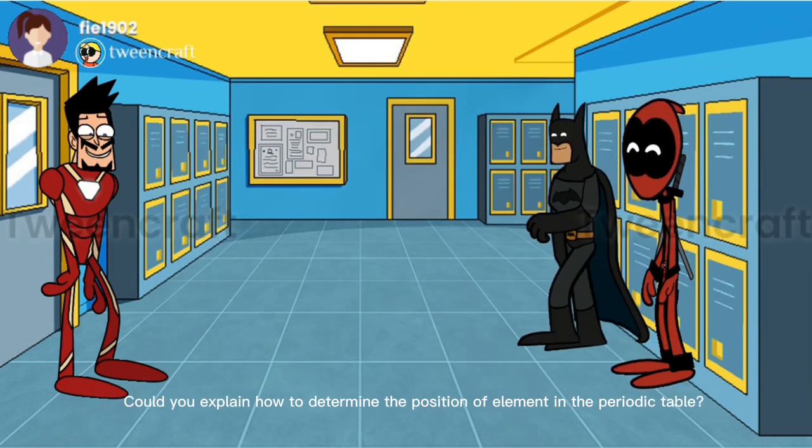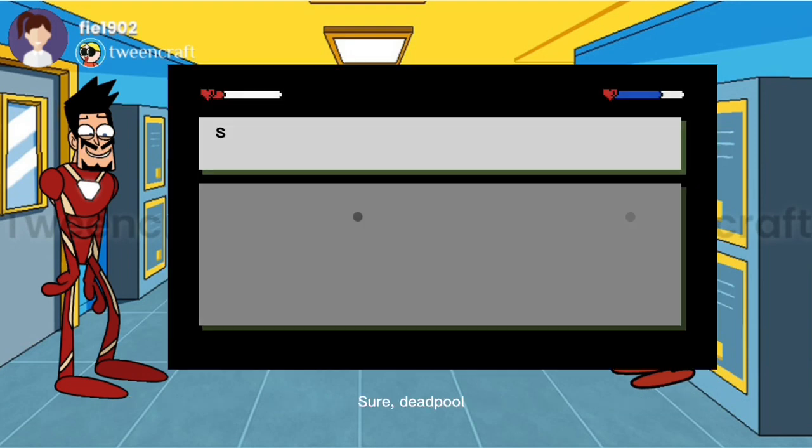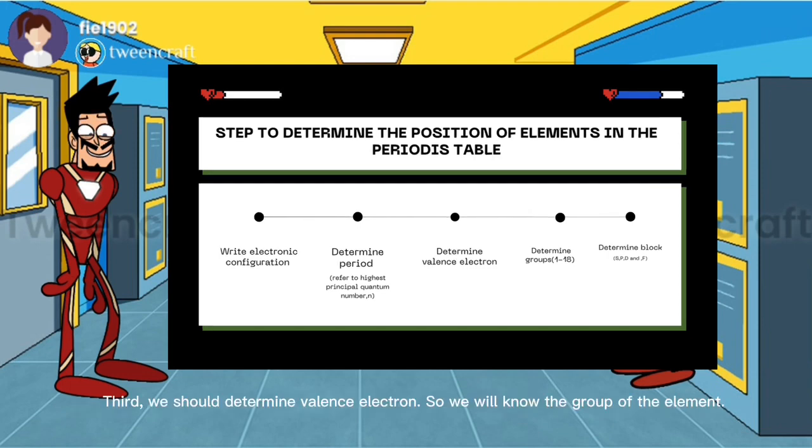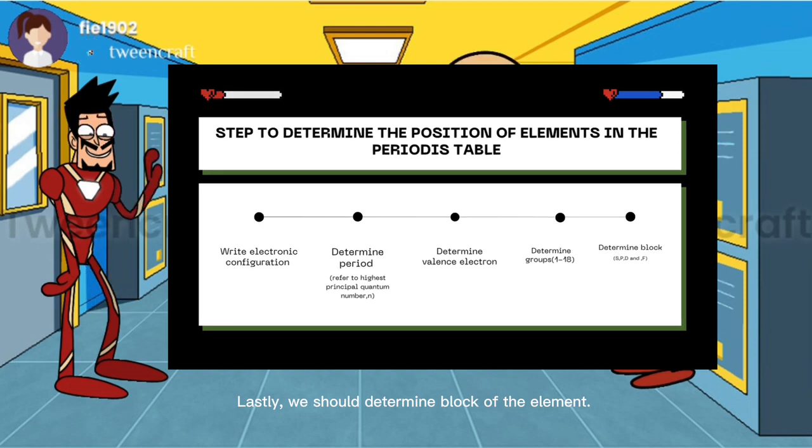Could you explain how to determine the position of an element in the periodic table? Sure, Deadpool. Firstly, we need to write the electronic configuration of an element. Secondly, we determine the period of the element by seeing the highest principal quantum number. Third, we should determine the valence electrons, so we will know the group of the element. Lastly, we should determine the block of the element.